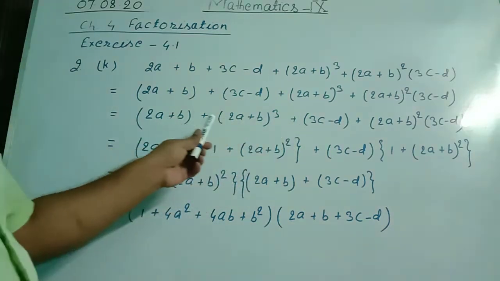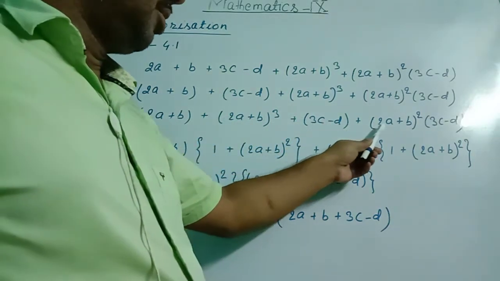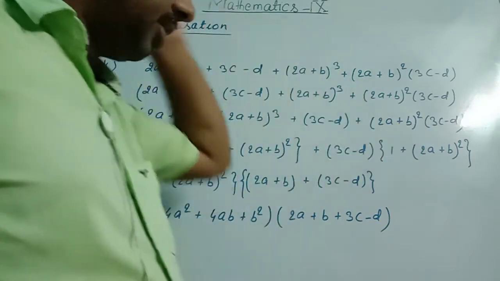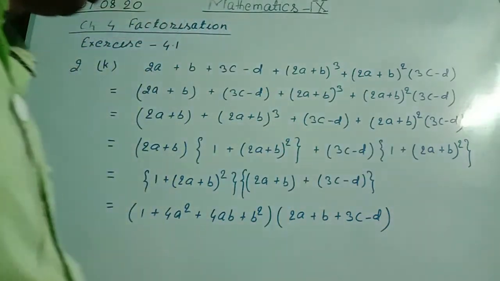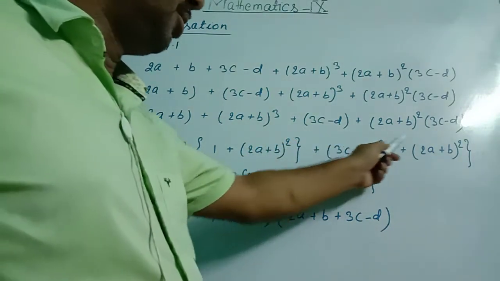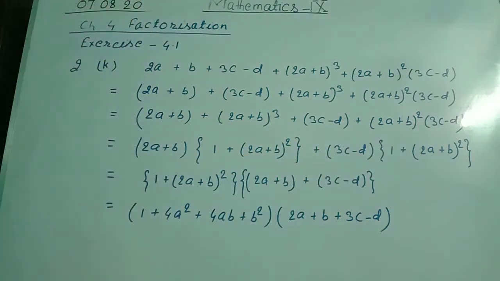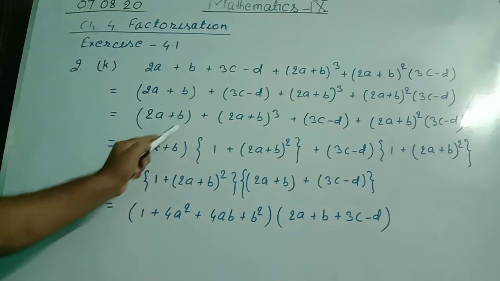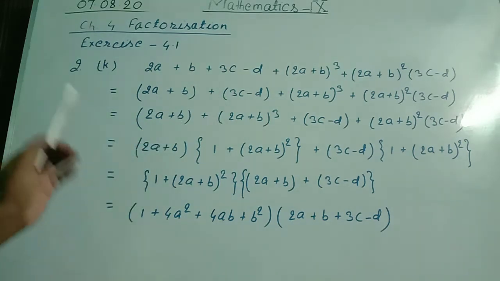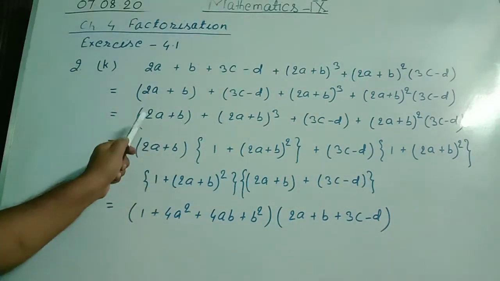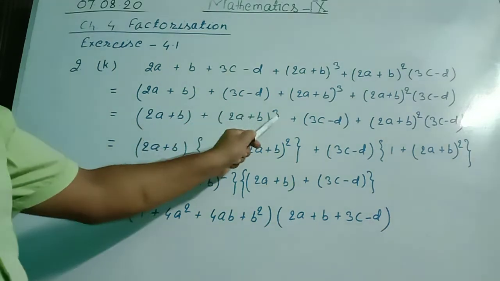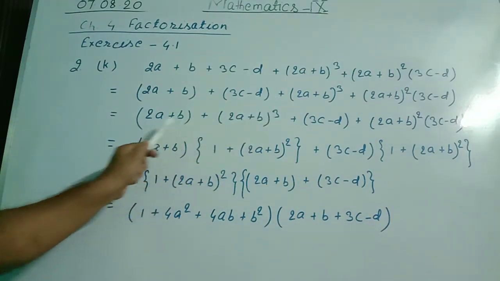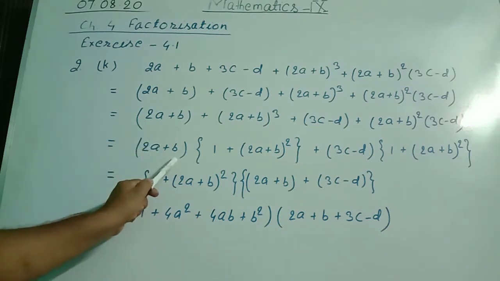Means (3c − d) plus (2a + b)²(3c − d). These two, because 3c − d is coming here and 3c − d is coming here, so I made the group of these expressions. Now from here we can take 2a + b, means the least power of the term will be taken as common. Here is power 1, here is power 3, so the least power is 1, so 2a + b became common.